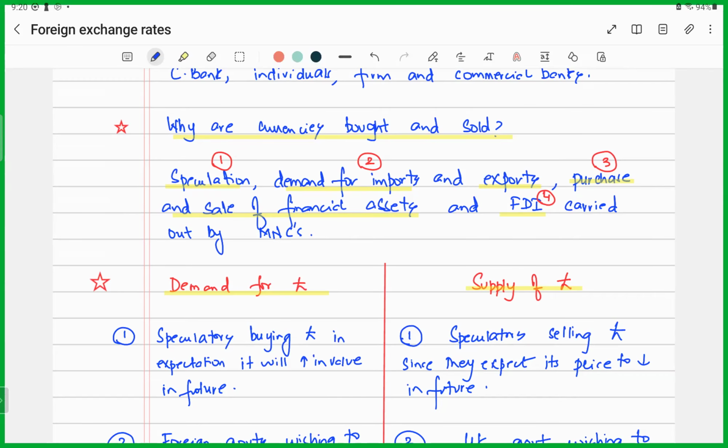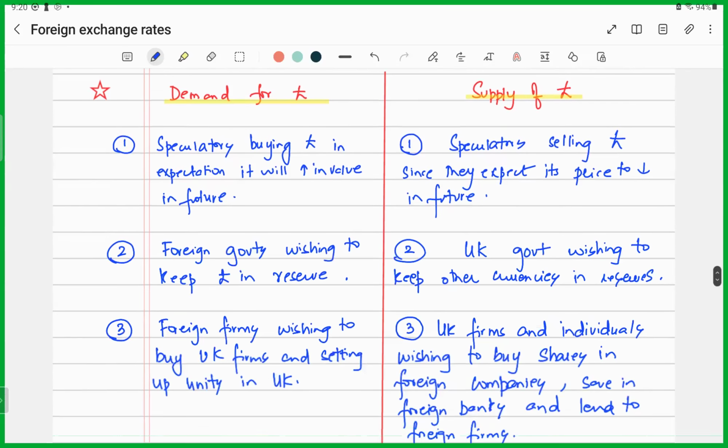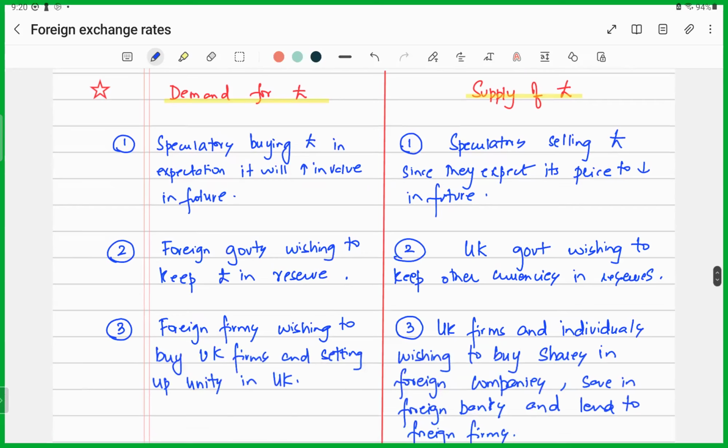Now, let's look at why there would be a demand for pounds and why there would be a need for supply of pounds. Who would be demanding pounds, or why would they be needing pounds? For what reasons? And how would the supply of pounds be made? Or what transactions would be leading towards the supply of pounds? It could be for any currency. Here, for example, we have chosen the pound sterling.